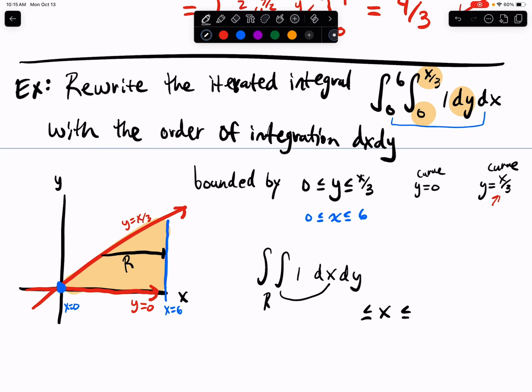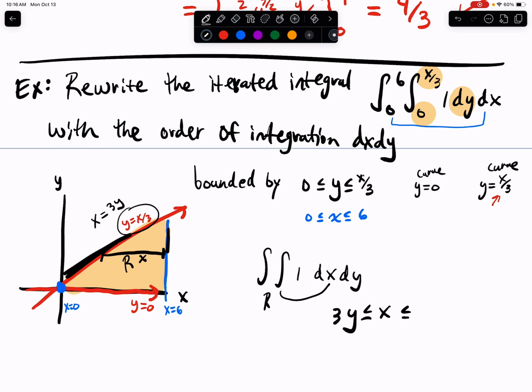So the x value goes from, okay, what is this over here? This is y equals x over 3. Well, I can't put x over 3. I've already got x in the middle here. I need it in terms of y. So solve for x. X equals 3y. So the low side is 3y.